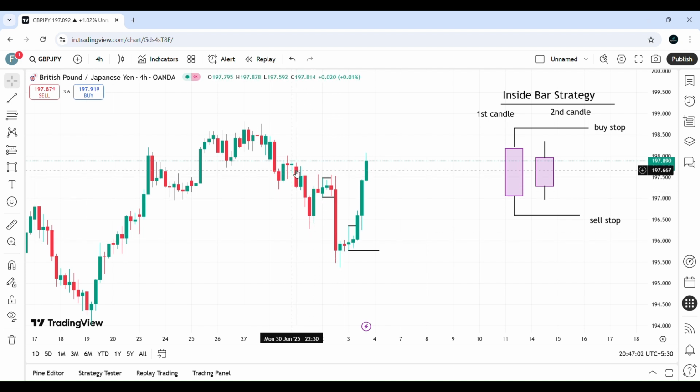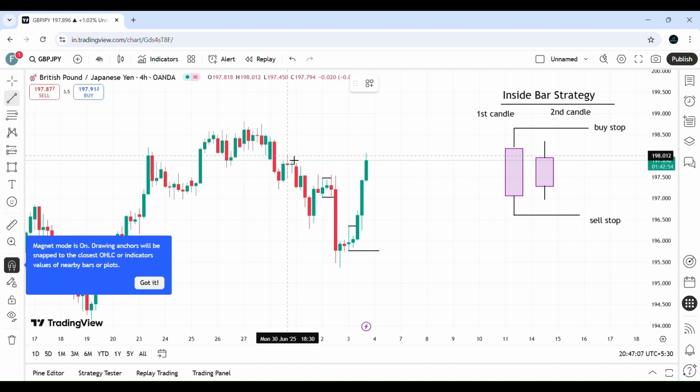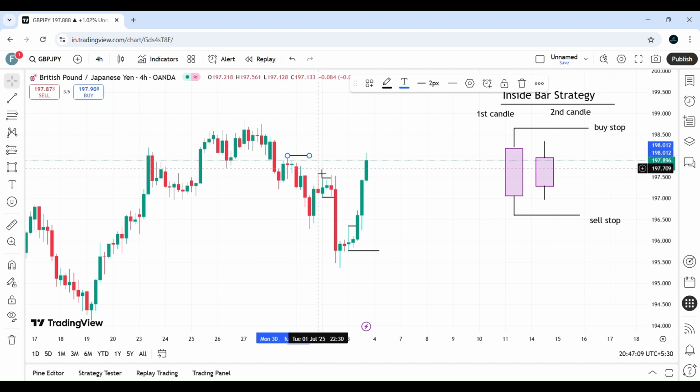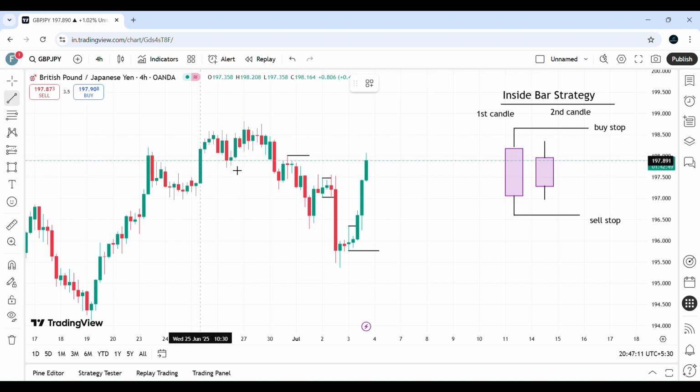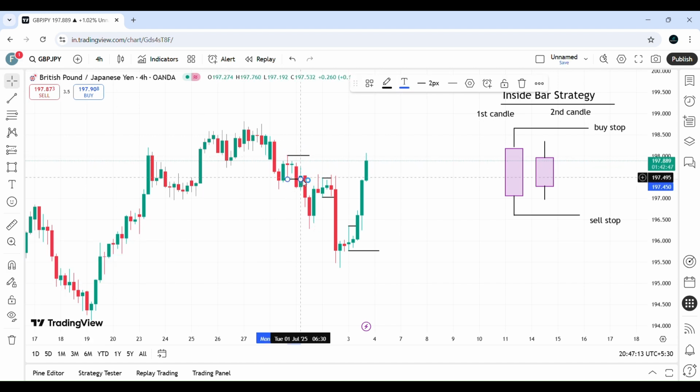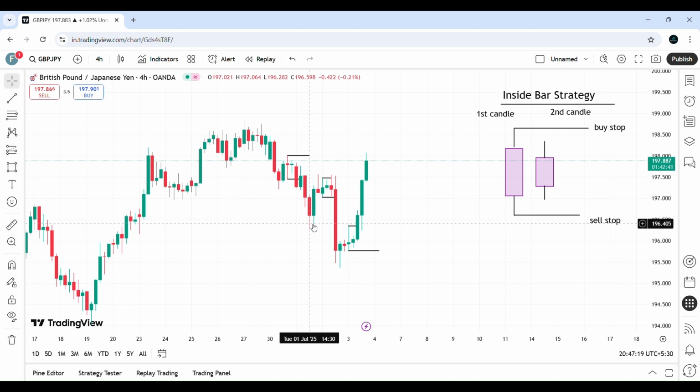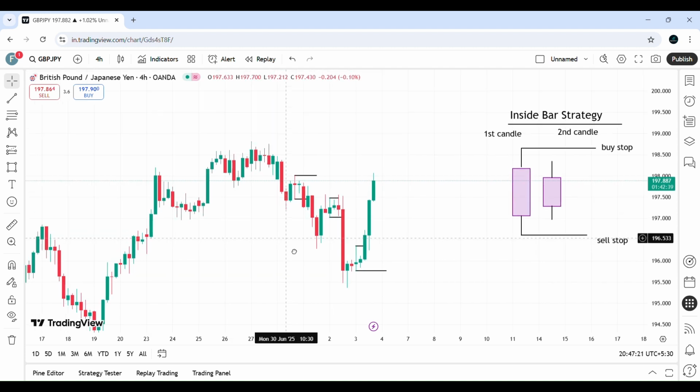Another example is right over here. You could see here you would set your buy stop, and here you would set your sell stop. This candle is inside this candle, breakout, and you win this trade again. Let's look for another example.